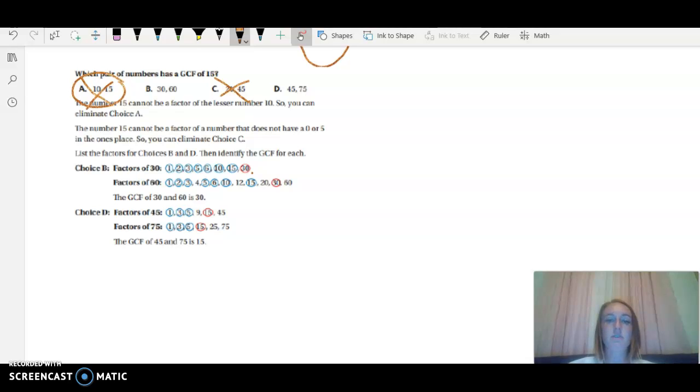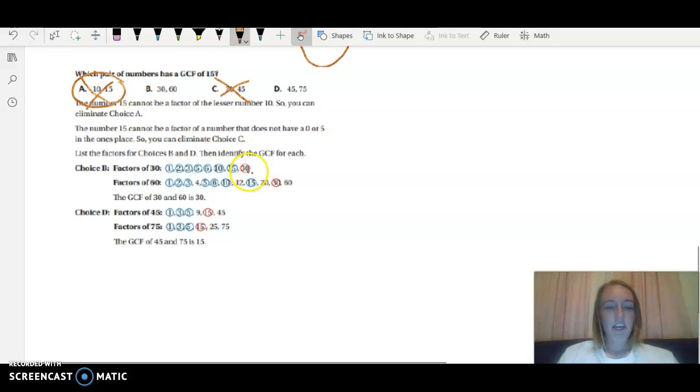And here's where you could choose to either do a factor tree or just list them out. In this option, you can see that they listed them out. They listed the factors of 30 and 60, and then the factors of 45 and 75. After listing out all the factors, they went back and double checked to make sure they didn't forget any factors. They saw that the greatest common factor was 30, right? They have all of these numbers in common that are circled, but the biggest one, the greatest one, is 30.